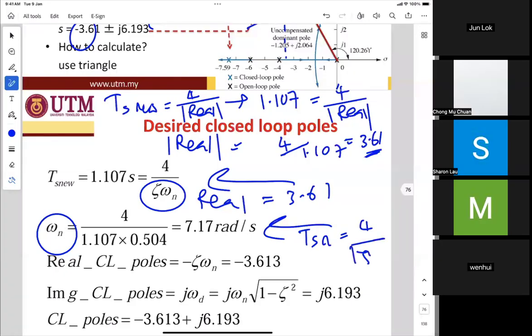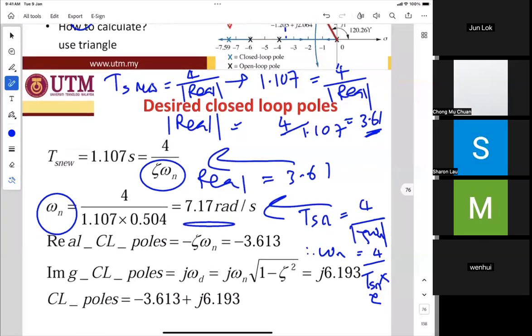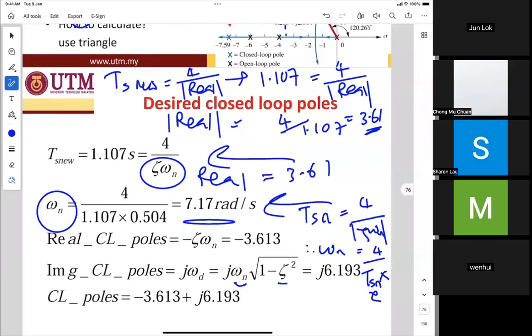So the real part is zeta omega n. Zeta is fixed, that's why omega n is 4 divided by Ts new multiplied by zeta, where you get 7.17 radian per second. Then you insert omega n here and zeta here, so you get the new closed loop poles, which is 6.193. So this is the new dominant poles.